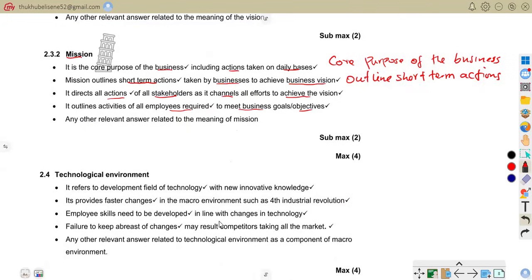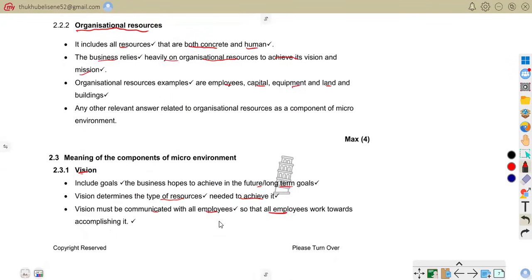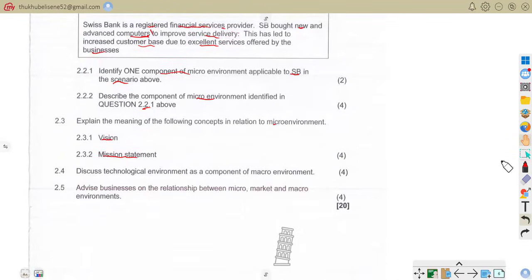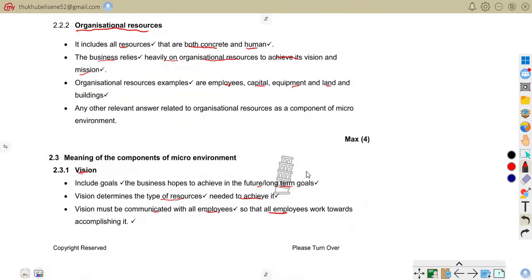So now let us move on to question 2.4. If I'm correct, yes, 2.4. It says discuss the technological environment as a component of the macro environment.